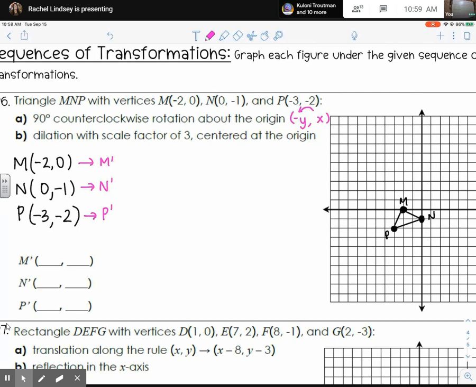So I just rewrote my coordinates down there with M, N, and P so that I could write it out in a straight line. I'm going to rotate, so I'm switching the coordinates, changing the sign of the Y. So M prime is at 0, -2. N prime is at 1, 0. And P prime is at 2, -3. And remember, you don't have to graph the middle one. You can if you want to, but you don't have to.